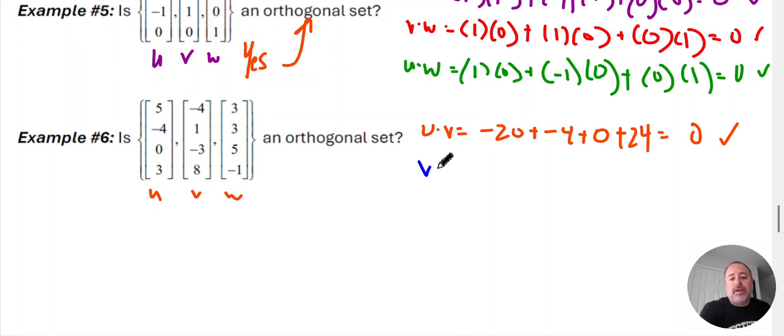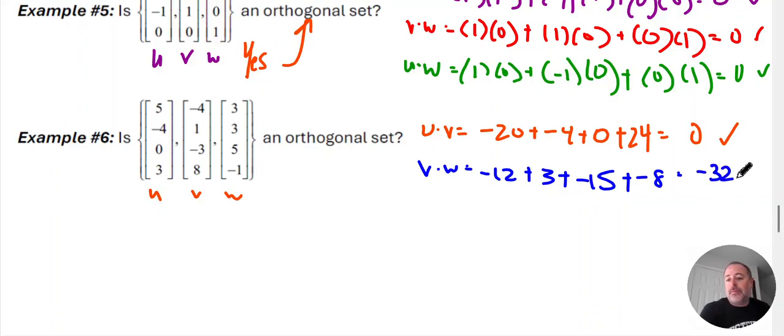All right, then we're going to try VW. So VW, again, -12. We're going to add 1 times 3, which is 3. Add -3 times 5, which is -15. And then we're going to add 8 times -1, which is -8. And when you add all of these up, you actually get -32. Since this does not equal 0, we can stop right there. We do not have to keep going, and we're going to say that this is not an orthogonal set. Okay, it's that simple, guys.